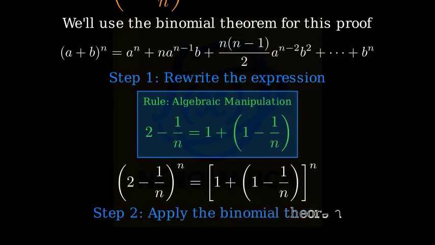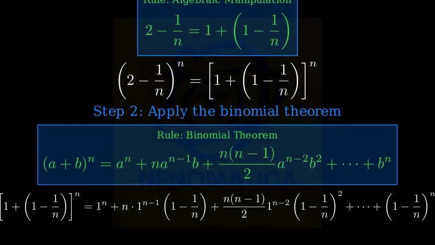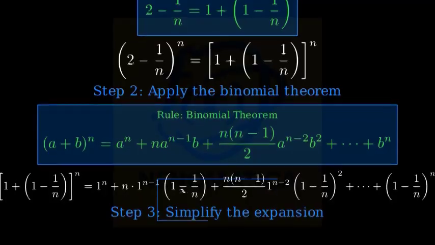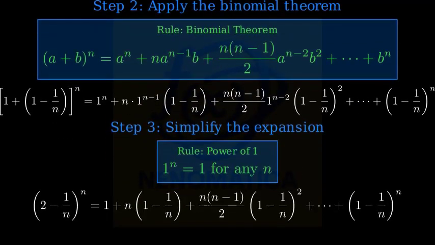Let's simplify the expression. Since 1 raised to any power is just 1, we can simplify the terms. The expression becomes 1 + n(1 - 1/n), plus other terms that are all positive. We're going to focus just on the first 2 terms of our expansion, since all other terms are positive and will only make the value larger. So we know that our expression is greater than or equal to 1 + n(1 - 1/n).